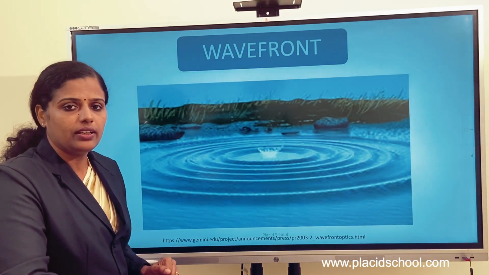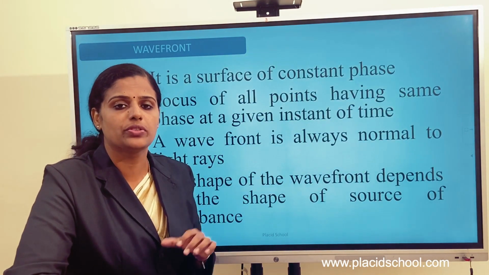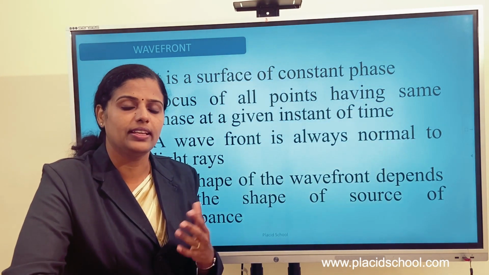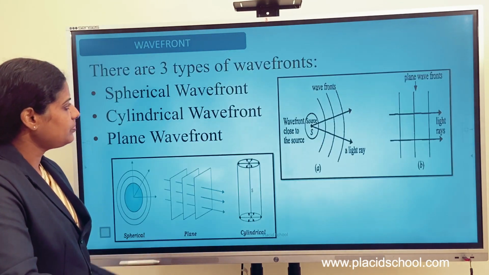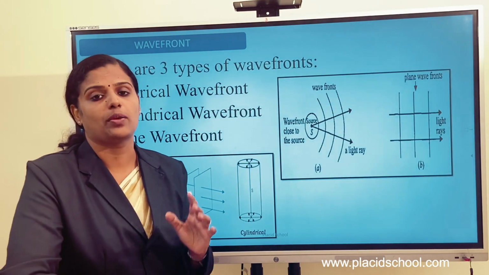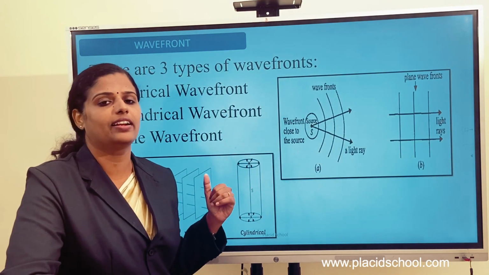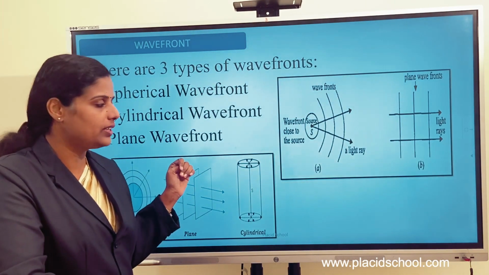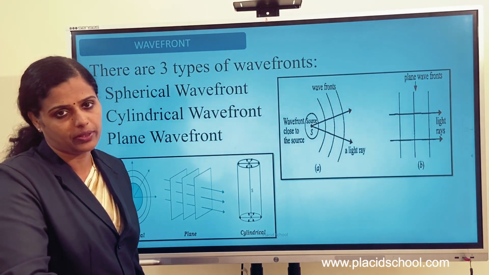And the shape of the wavefront depends upon the source of disturbances. Depending upon the source, the shape of the wavefront varies. There are three types of wavefronts. According to the source of disturbances, there are three types of wavefronts. One is spherical wavefront, then cylindrical wavefront, and last plane wavefront.